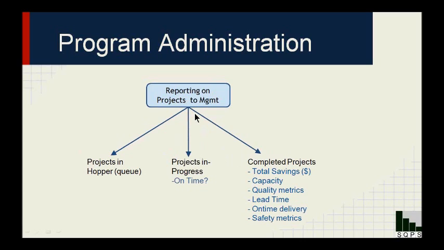And the last part of the program administration is the reporting on projects to management. So this is an ongoing, maybe a dashboard kind of item. So you have projects waiting to be assigned, and then projects being worked on right now, and then completed projects. You can see different metrics that you might have for each group.